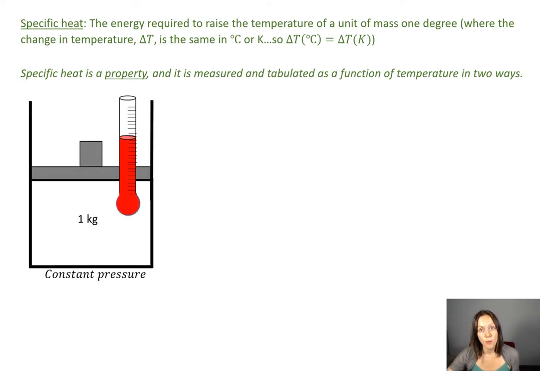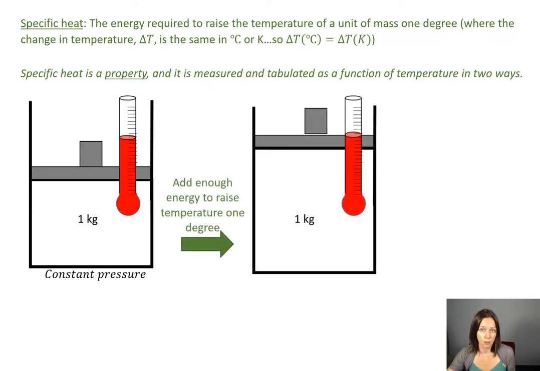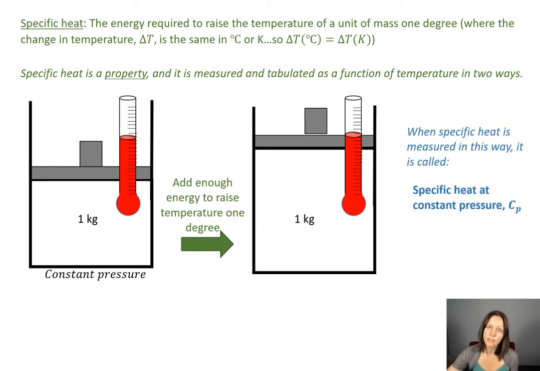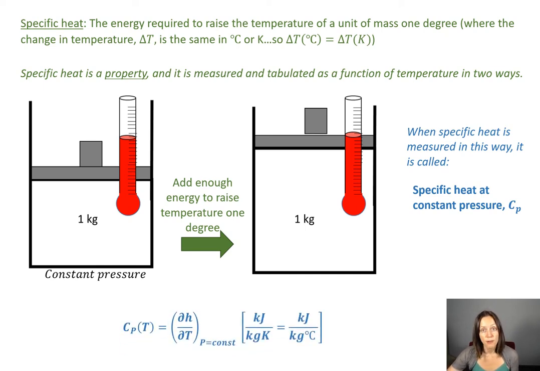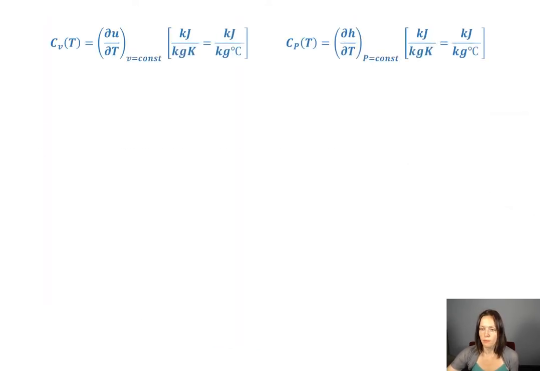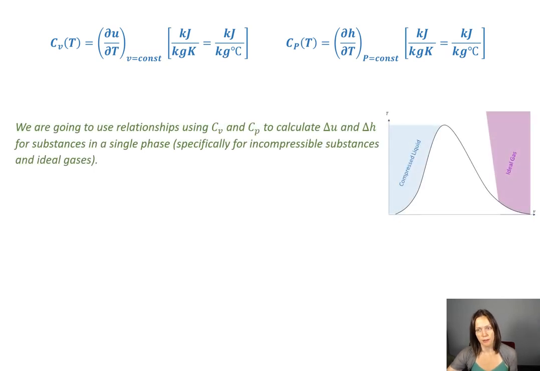All right, the other way that we can measure it is by keeping the substance at constant pressure. So maybe you put 1 kilogram of your substance in a piston cylinder and add enough energy to raise the temperature 1 degree. If you measure it like this, it's called the specific heat at constant pressure, CP. And CP is defined as the partial derivative of enthalpy with respect to temperature, same units as CV. All right, so there's our definitions. They look kind of ugly now, but they'll pretty up shortly.